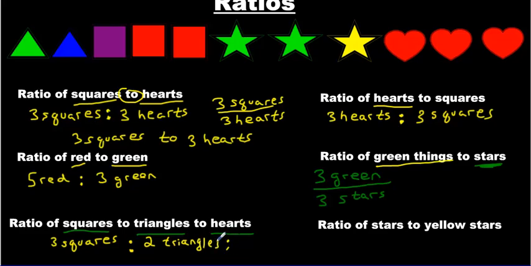Dot, dot. And how many hearts? Okay, so we'll write 3 hearts. Really? It's that easy, Mr. Melham? It's that easy. I promise you, this is it. So now look at this.